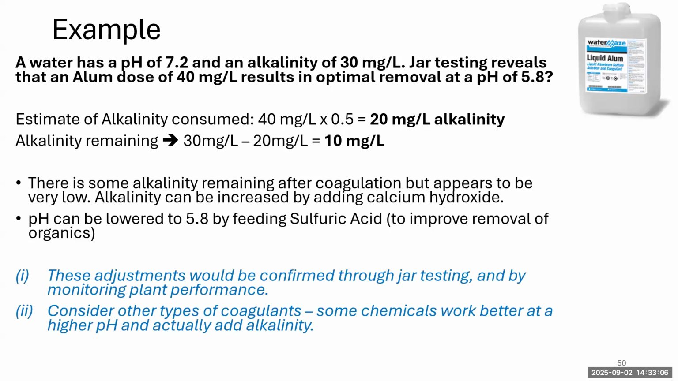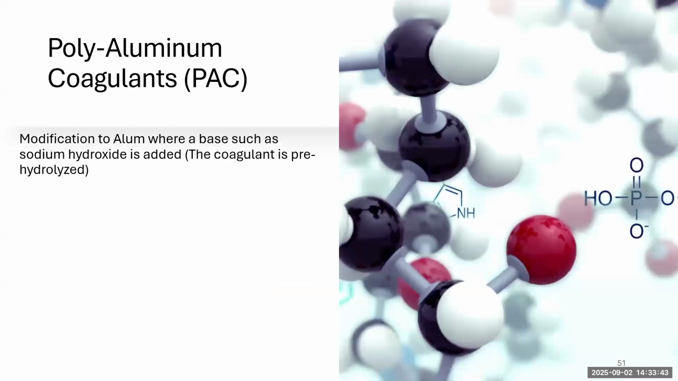And there's actually some coagulants that add alkalinity rather than using it up. Another thing we could do, instead of having this high dose of 40 milligrams per liter, is improve the performance of alum by adding something like a polymer, which we'll discuss in a moment. So we could get by with a lower dose and lower alkalinity impact by using a polymer. And polymers can also make coagulants work better across a wider range of pH levels.